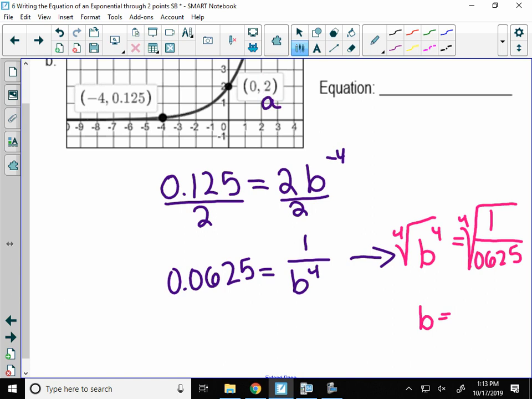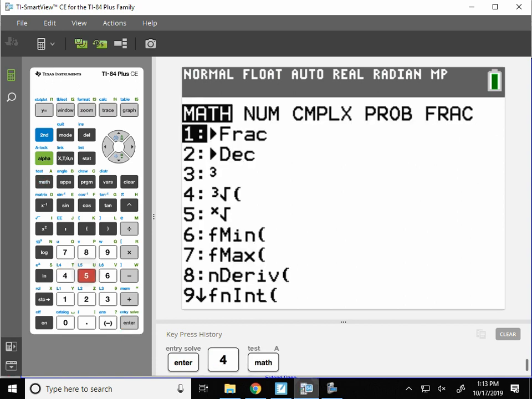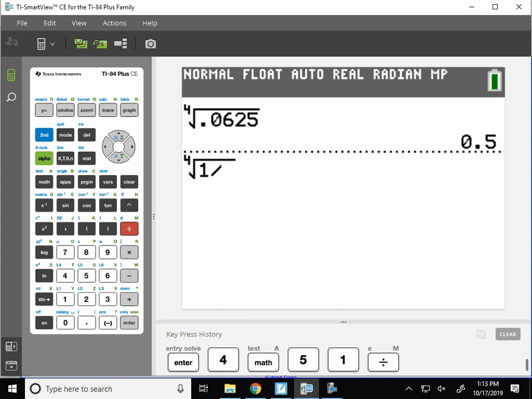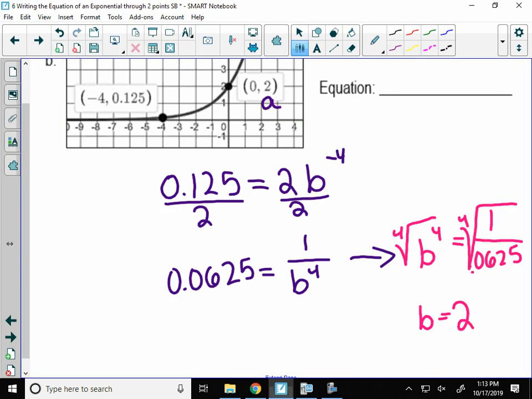What is it? The 4th root of 1 divided by 0.0625. It's actually a really nice number. It's not 0.5. It's 2. That's why you make your calculator do the heavy hitting. It is 2. So what's the equation here?